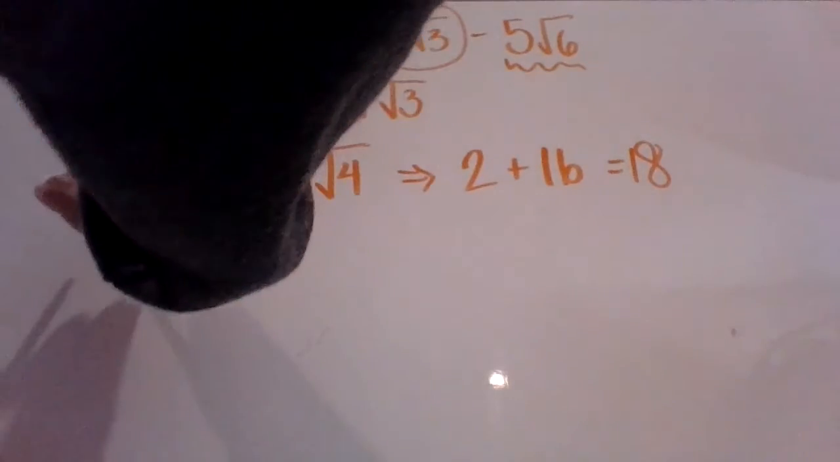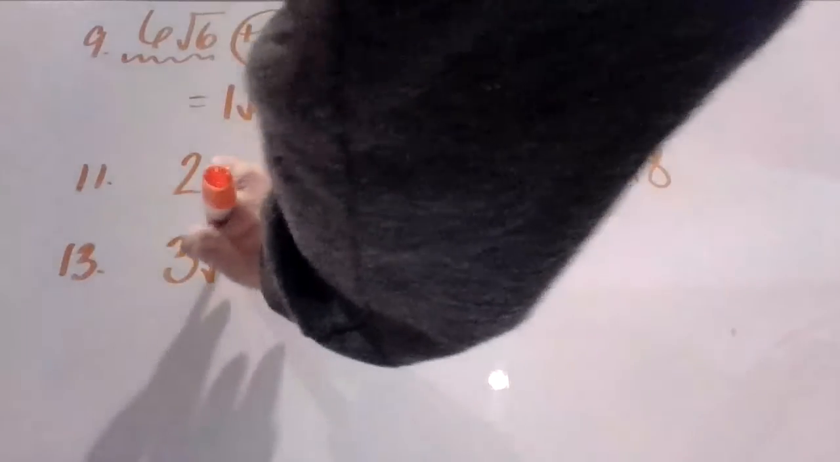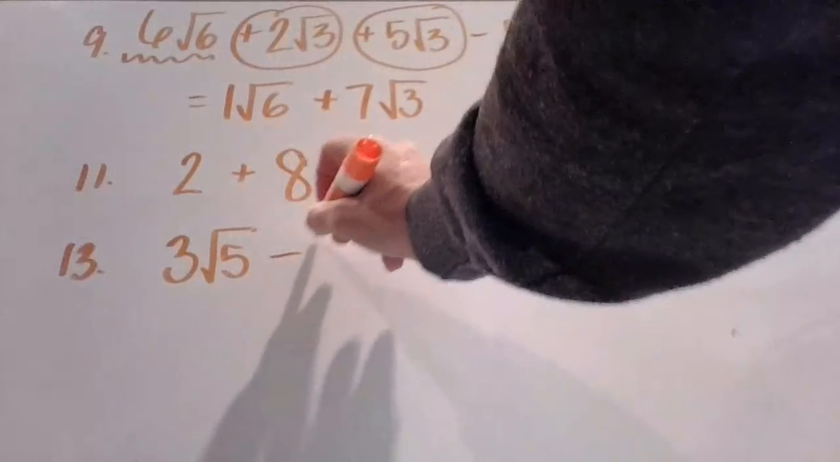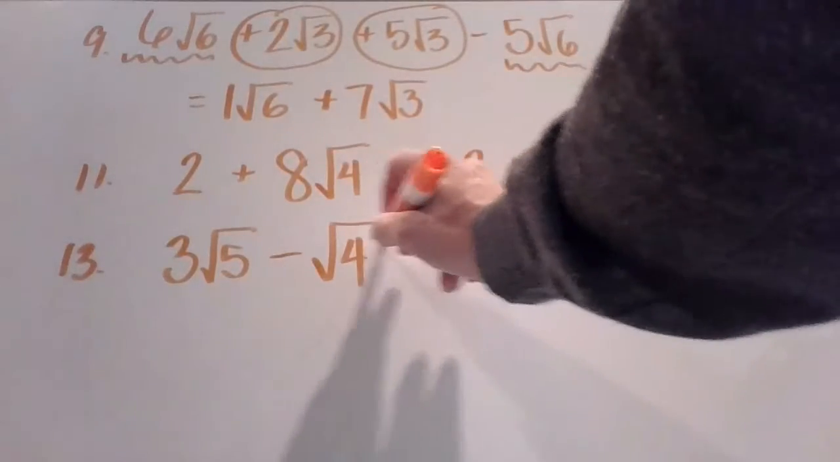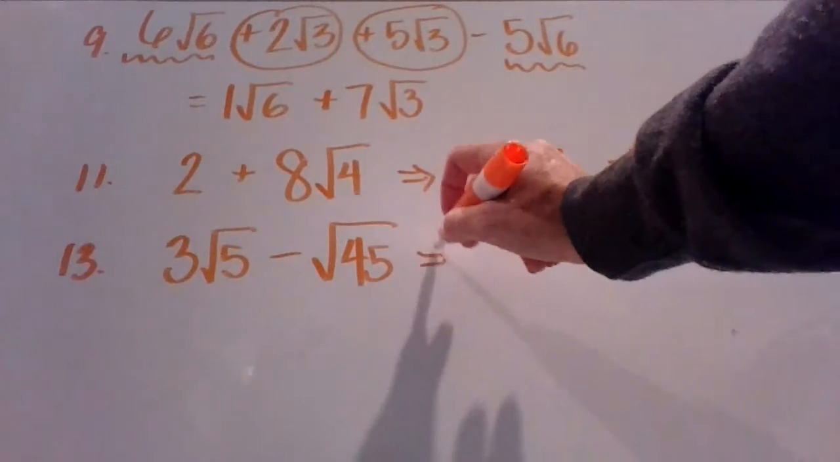Number 13. 3 square root 5 minus the square root of 45. Now, right now, it appears that we cannot subtract these two because they both don't have the same square root. But when I look at 5, 5 is simplified all the way down, but the square root of 45 is not. So we need to simplify that.